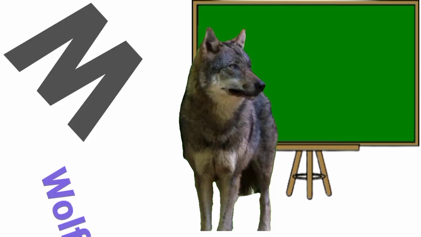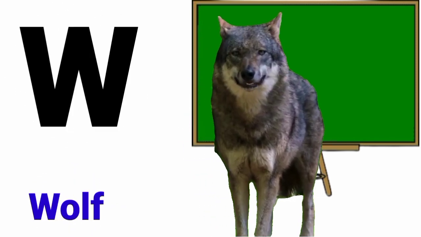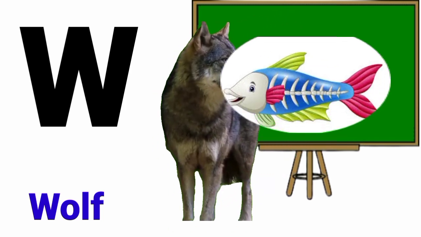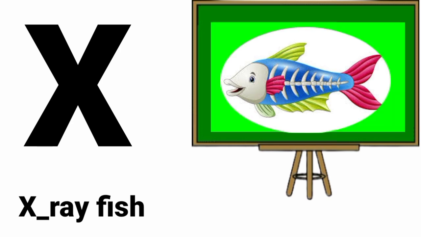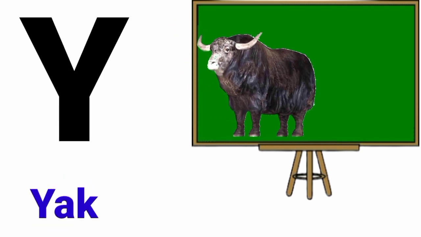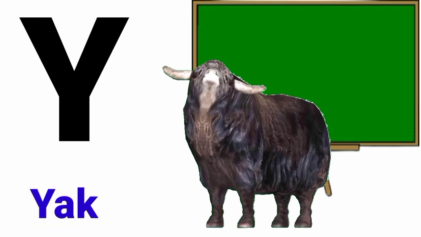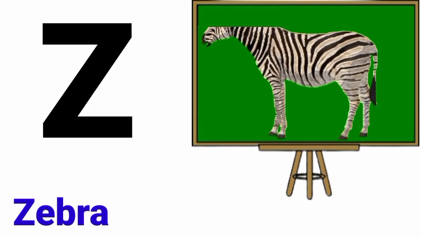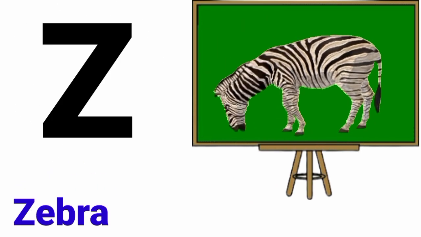V for vulture. W for wolf. X for X-ray fish. Y for yak. Z for zebra.